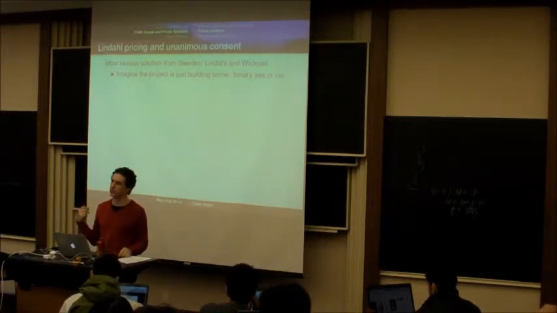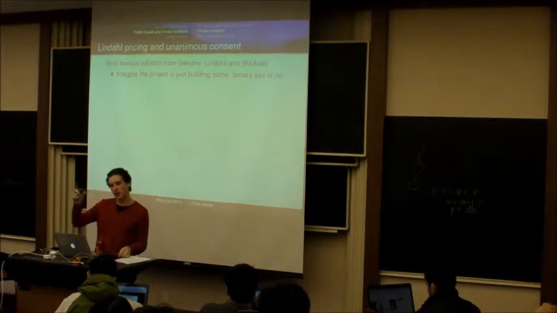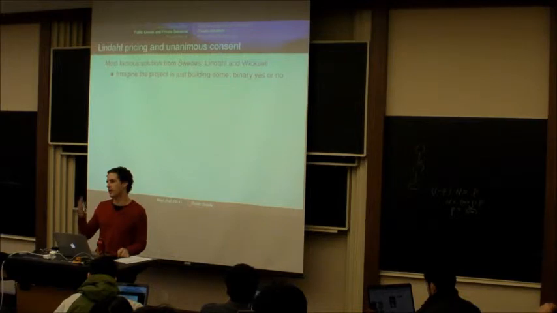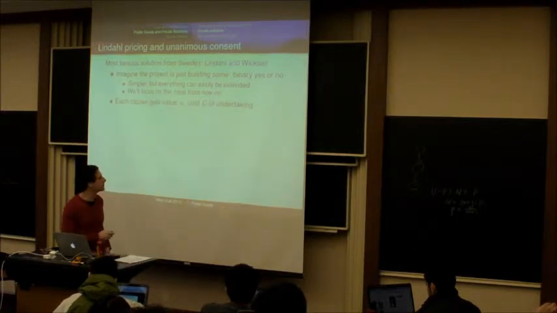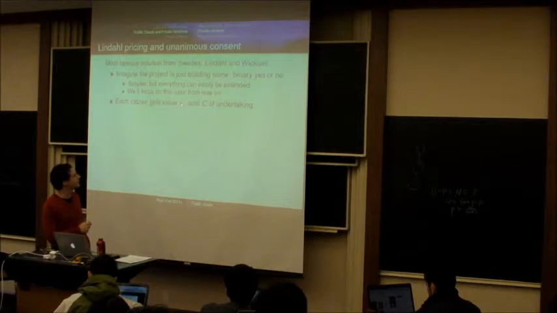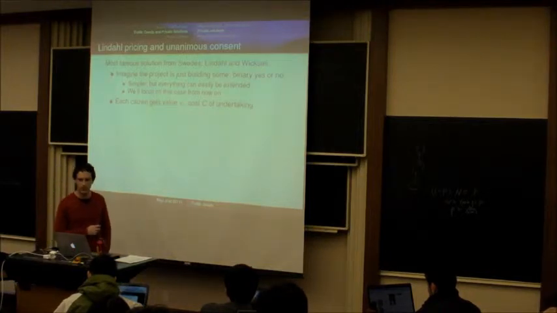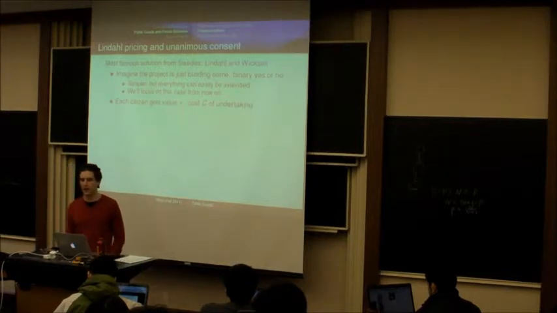And everything that we're going to do from now on, I'm going to do in terms of this binary project, but it all applies to a broader issue of how much we can do as well. So let's focus on this binary case. So imagine every citizen gets some value V_i if the project is built, but the cost of undertaking the project is capital C.